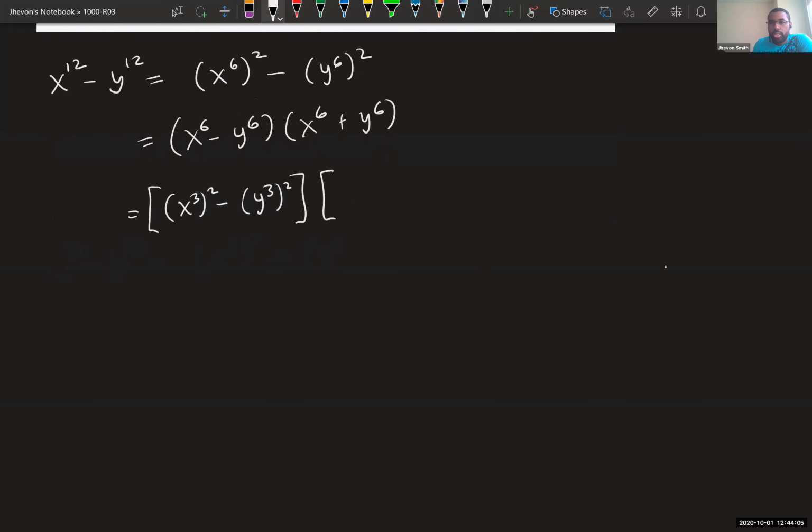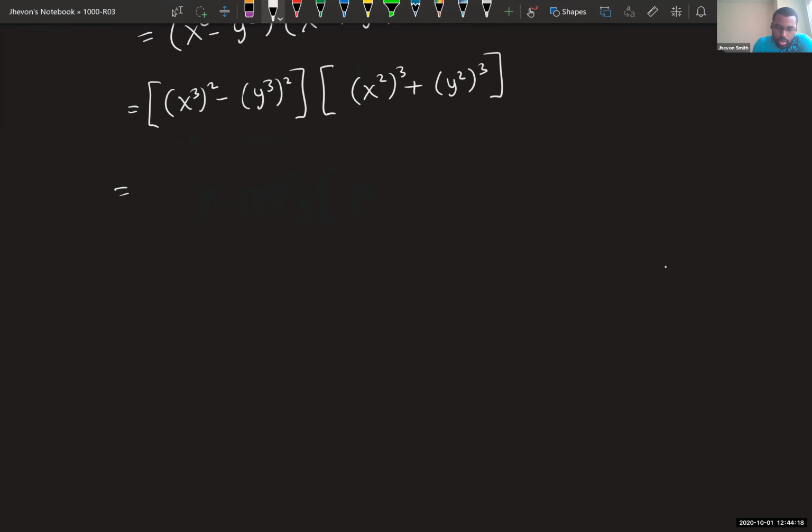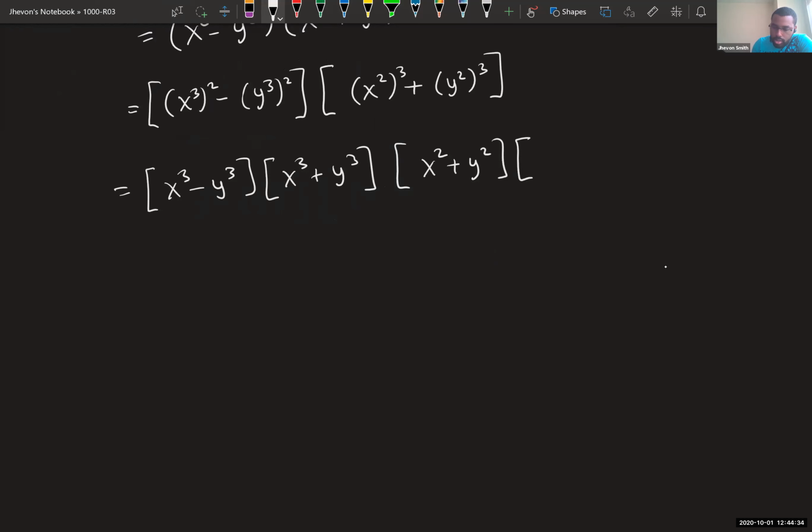This one here, there's no sum of squares formula. However, there is a sum of cubes formula. So instead, I would think of this as x squared cubed plus y squared cubed. So this would break down into x cubed minus y cubed times x cubed plus y cubed. Over here, this would be x squared plus y squared times that squared minus this times that, plus that.